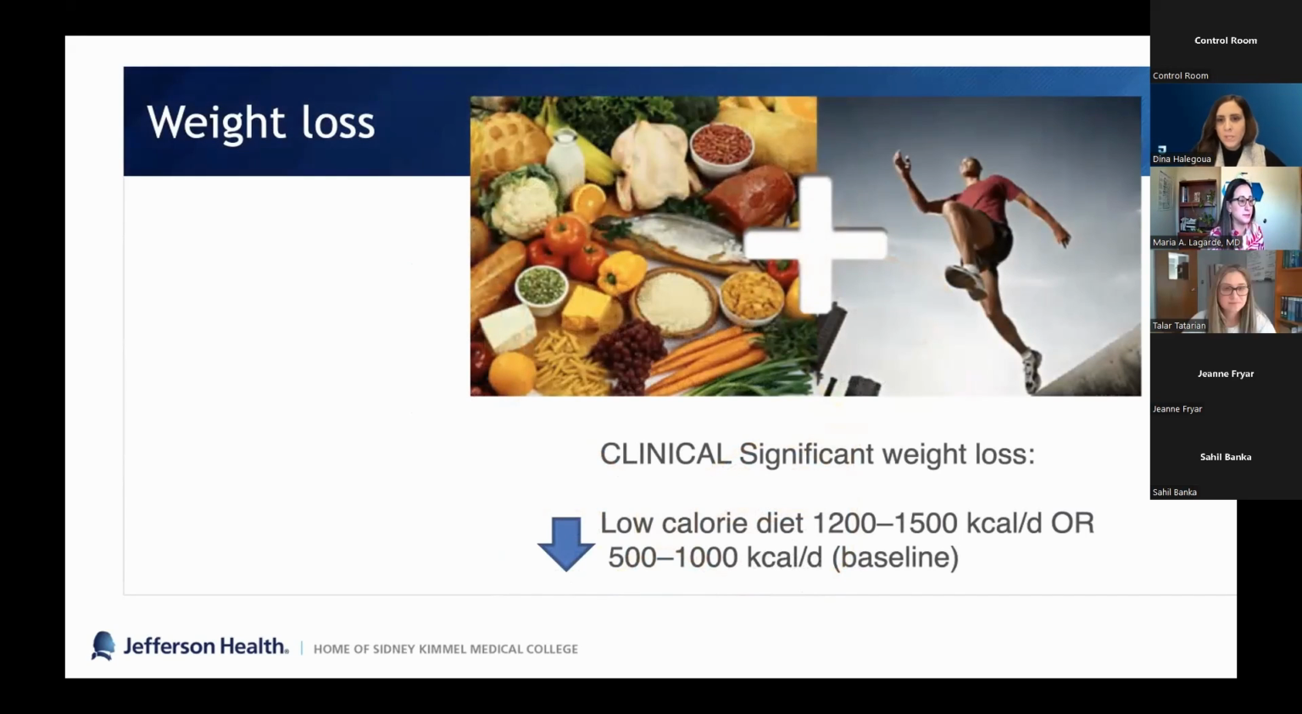So Emily did a great job talking a little bit about weight loss. I think this continues to be a cornerstone, being able to reduce your diet, but still focusing on getting enough protein, fiber, vegetables, and really eliminating sugar and processed carbohydrates.